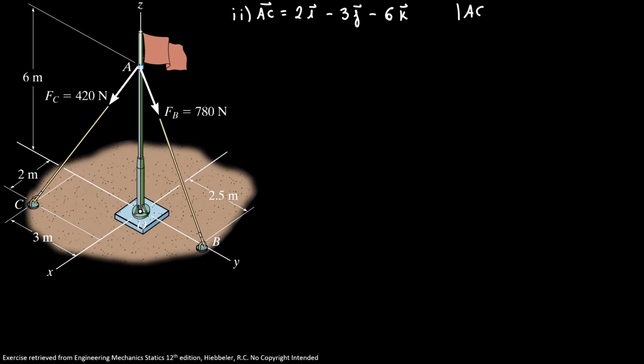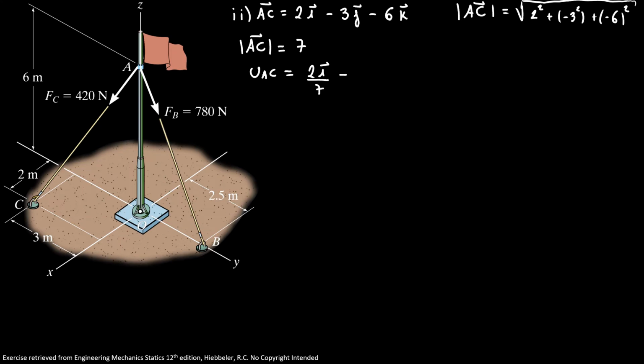The magnitude of my vector AC is equal to the square root of 2 squared plus minus 3 squared plus minus 6 squared. So the magnitude of the vector AC is equal to 7. Now the unit vector AC is equal to 2i over 7 minus 3j over 7 minus 6k over 7. Now we have conditions to determine the vector FAC in Cartesian vector, or FC in Cartesian vector.